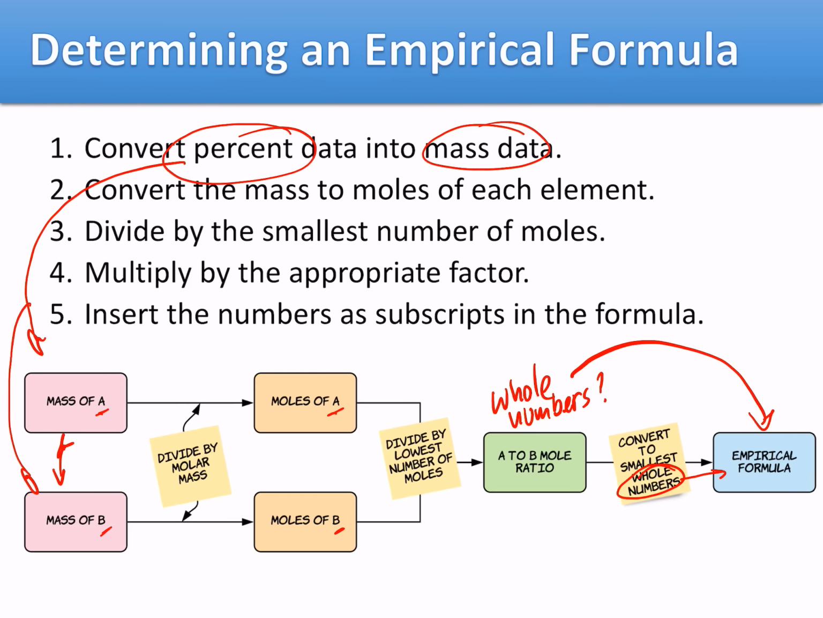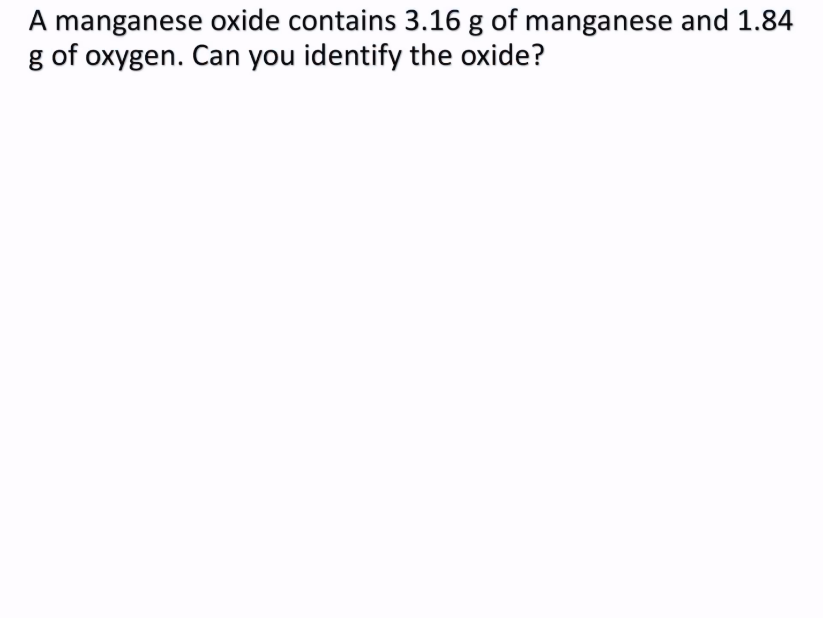Okay, so how do we use this in a practical way? Let's take a look here. We have a manganese oxide, and we don't know which one it is. You cannot just take manganese and oxygen and combine them by looking at common charges, because manganese has about seven different charges. So manganese will form several different oxides with oxygen. Say you have 3.16 grams of manganese and you have 1.84 grams of oxygen.